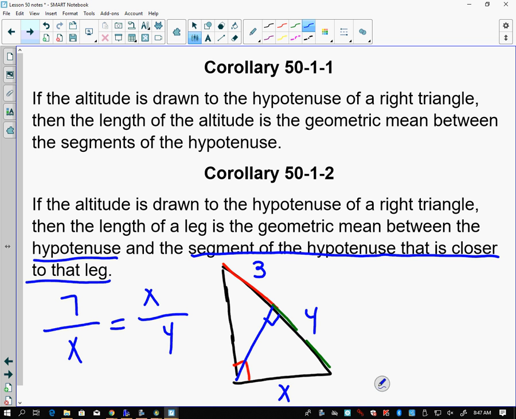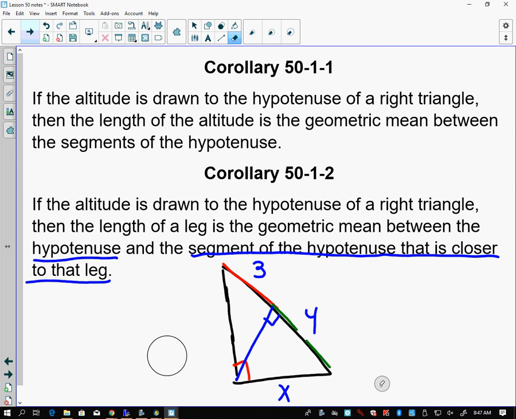So then I would get 7 times 4 is 28, equals x squared. Find the square root of 28, and that's going to be the length of that leg. And just like we did in the other one, we looked at two cases, correct? So what if I had something where I knew that this was 5, I'm just making up numbers, but I didn't know what this was?